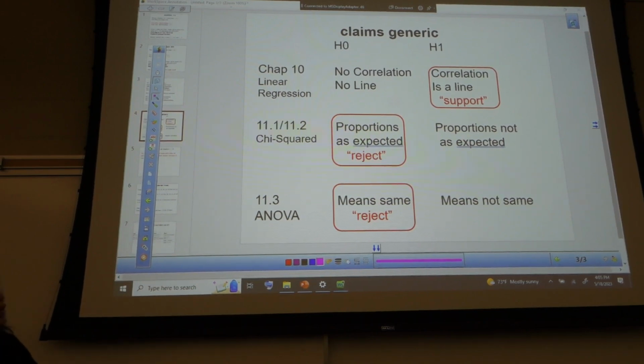No correlation or no line, or there is a correlation. Proportions. And here, let me give you what you'll write to go along with that. You would write rho is equal to 0, or rho is not equal to 0. Oh, sorry, R, rho.